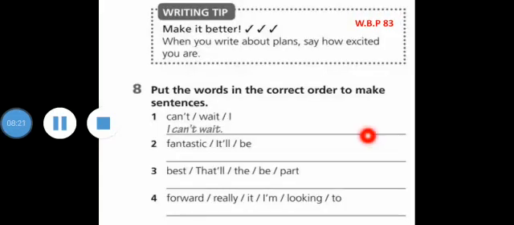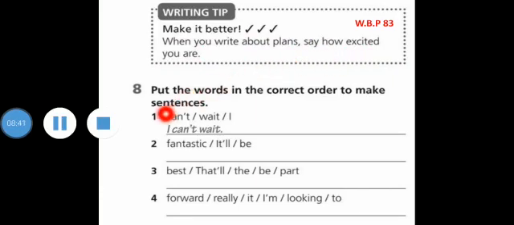Now let's move to this writing tip, and it is in your workbook page number 83. Make it better when you write about plans. Say how excited you are. Express your feelings, okay, using specific phrases.